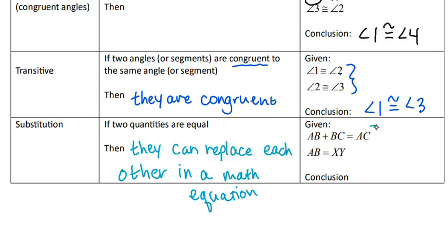So here I have a math equation, and I have a statement that AB is congruent to XY, which means that I can replace AB with XY since they are the same. They're a substitution. So I can rewrite this math statement as XY plus BC equals AC. So in order to use substitution, you need to be given a math equation of some kind and that you have some quantities that are equal to each other. And then you can make a conclusion that you can substitute for them.